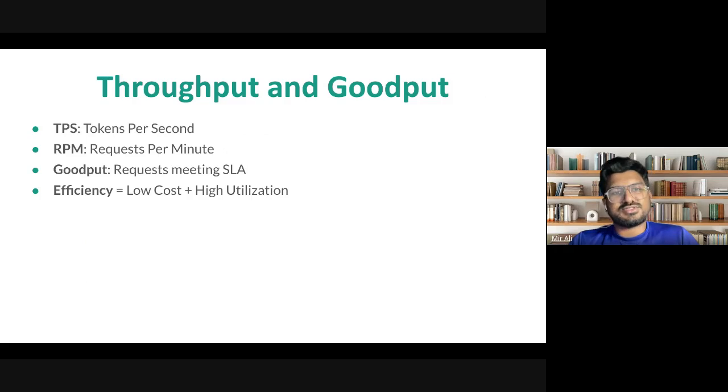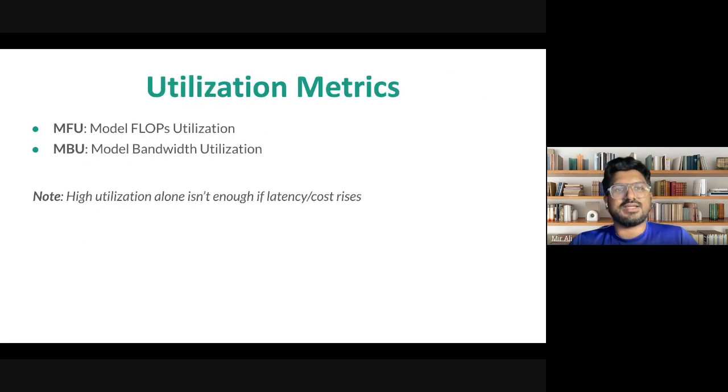And based on that, we need efficiency. We can't just go ahead with higher metrics but have very high cost. So low cost with high utilization. That is efficiency, what we have talked about in the chapter.